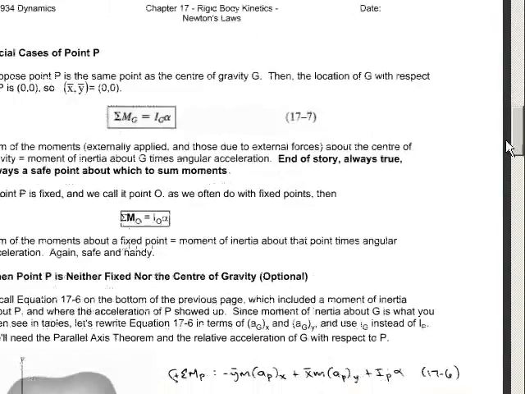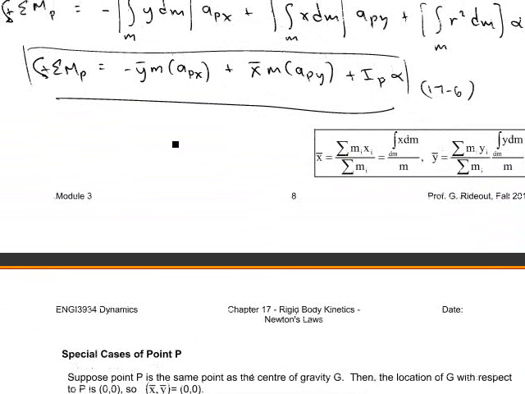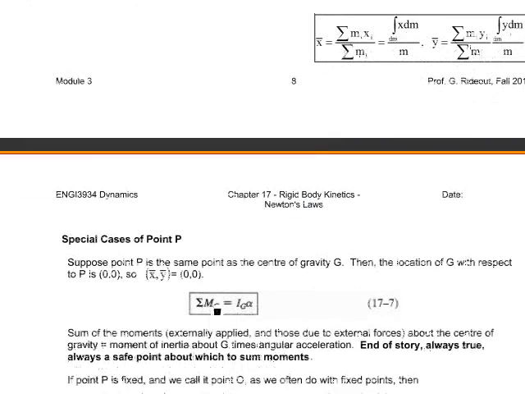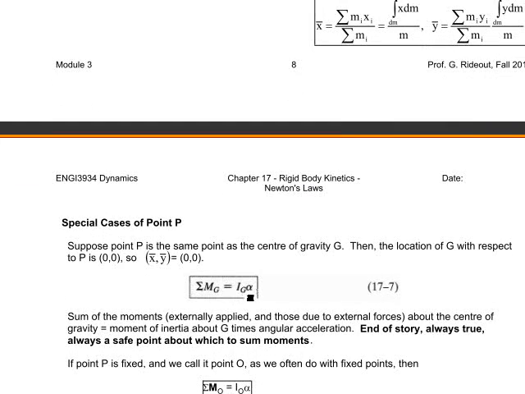If I go to page 9, suppose P was the center of gravity. That would mean my origin was at the center of gravity. If my origin's at the center of gravity, then x bar and y bar become 0, because I don't have to go anywhere to get from the origin to the center of gravity. So if P happens to be G, the center of gravity, the first two terms go away, and I'm left with sum of the moments about G is IG alpha.